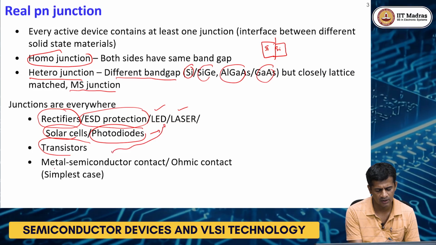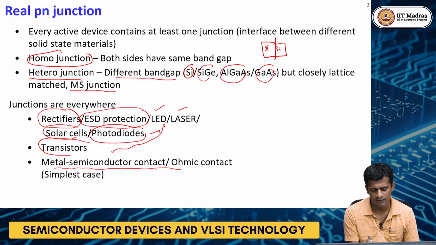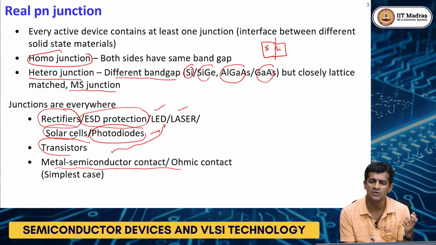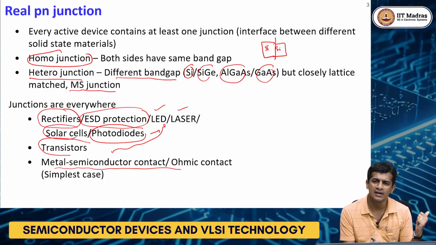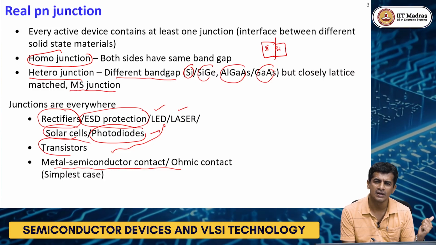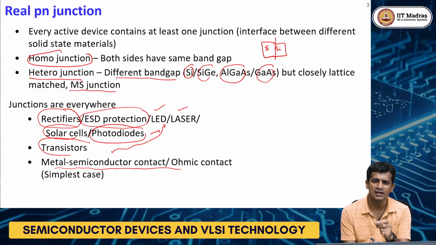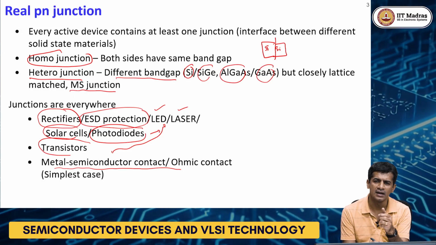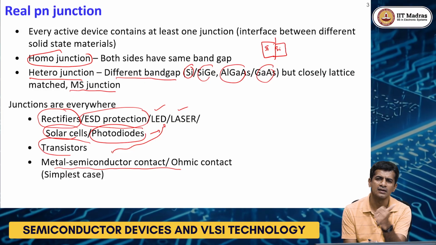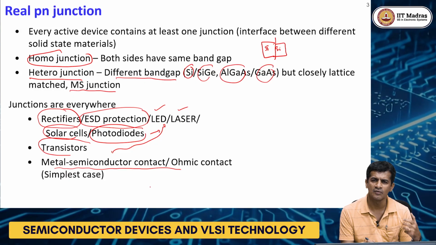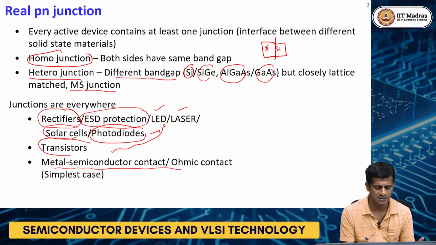On the other hand, the simplest of all is actually an ohmic contact. The purpose of the ohmic contact, which we saw maybe a few lectures back, is essentially to let the current go without any hindrance from the semiconductor to the external world. So the ohmic contact is actually one type of special metal semiconductor junction.